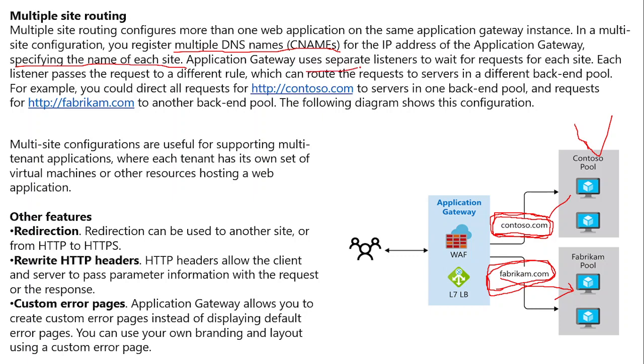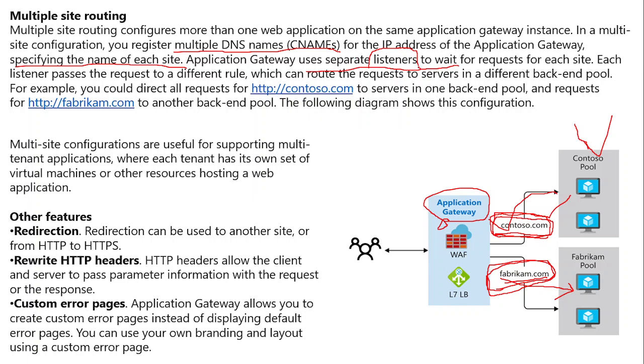Application gateway specifies separate listeners to wait for the requests. Now there is a concept of listeners. A listener is like a type of agent present in the application gateway. Its work is to wait for the requests that are coming, whether the request is coming with the contoso.com URL or from the fabricam.com domain. Based on the request, those listeners will route the traffic. So listeners are the agents doing the work on behalf of the application gateway.